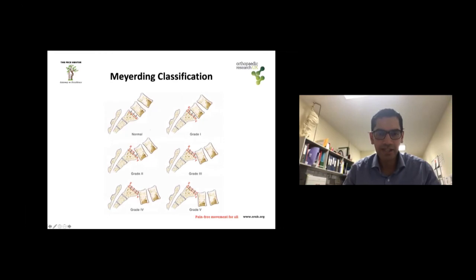The Meyerding classification will classify you in terms of the severity of the slippage. So you break up the superior end plate of, say, L5S1, of the vertebral body below into 4 quadrants. So grade 1 is a slippage of approximately 25%. Grade 2 is up to 50%. Grade 3 is up to 75%. Grade 4 is when it's just hinging at the edge. And grade 5 is spondyloptosis, when it completely comes off the end plate below.